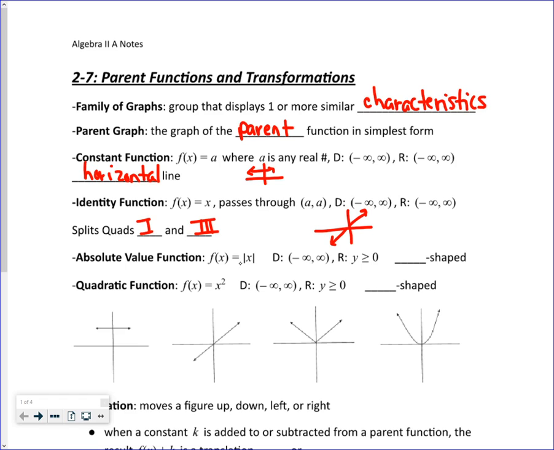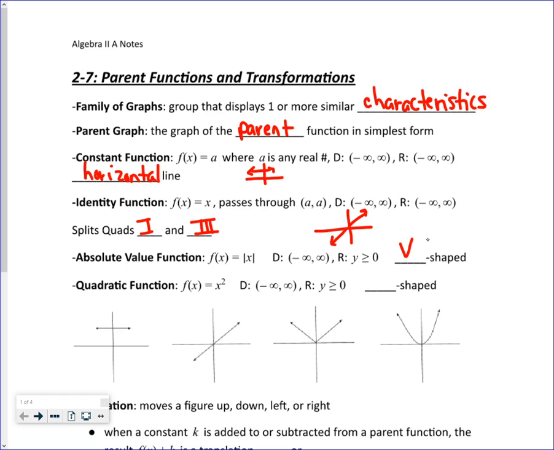Absolute value function, f of x equals absolute value of x. You guys have known that for forever. The domain is all real again, so negative infinity to infinity. The range is y is greater than or equal to 0. And what shape does an absolute value function make? Everything so far has been a line. What's an absolute value make? A V, right? Absolute value makes a V, okay? V-shaped.